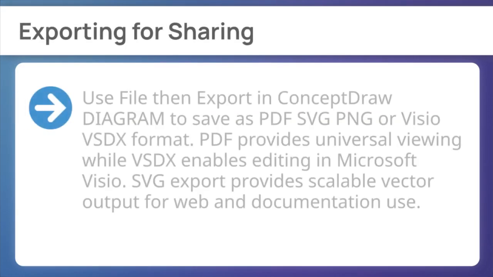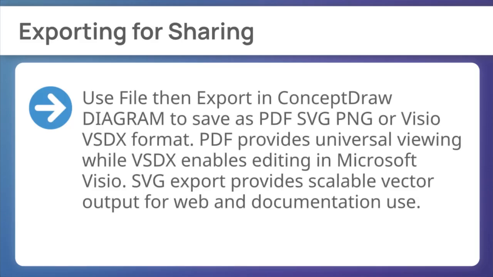Next, exporting for sharing. Use File, then Export in ConceptDraw Diagram to save as PDF, SVG, PNG, or Visio VSDX format. PDF provides universal viewing, while VSDX enables editing in Microsoft Visio. SVG export provides scalable vector output for web and documentation use.